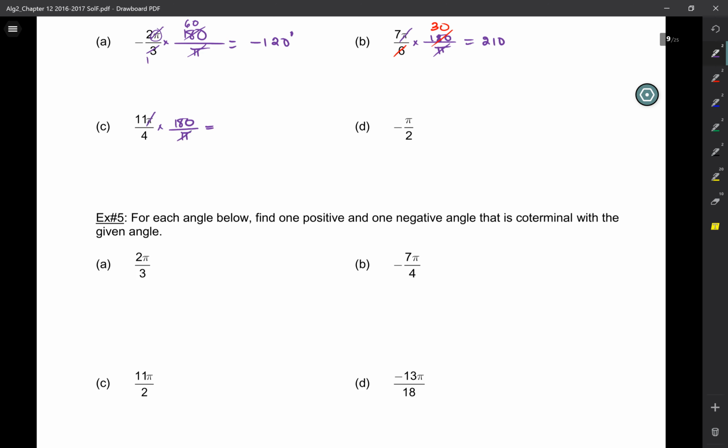How many times? 45 times 11. 495. You guys know how to multiply by 11? Okay, we'll get to that later.